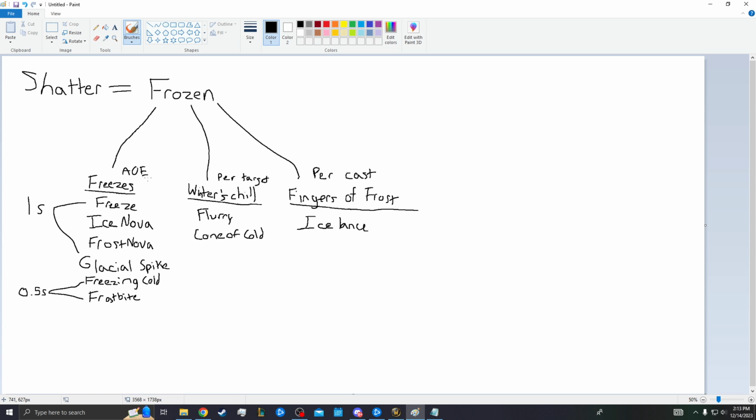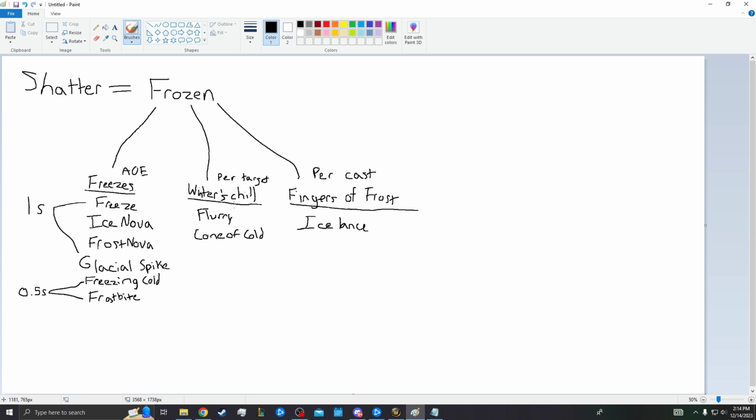Freezes require the target to be CCable, but they're full AoE, right? So everything that is CCable that gets frozen by the root, you can then shatter during its duration, which for the top 4 freezes is 1 second. So Freeze, Ice Nova, Frost Nova, Glacial Spike, those all last 1 second. And Freezing Cold and Frostbite will only last 0.5 seconds. And this is their minimum duration. So anytime they're taking damage in group content, for instance, they're only going to last this long, really.